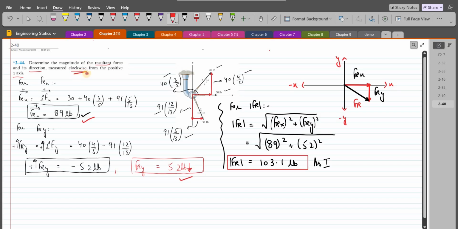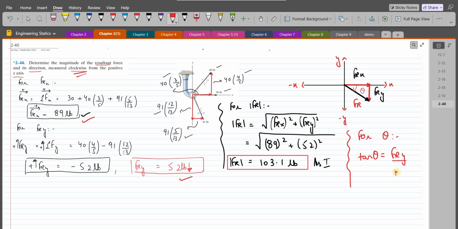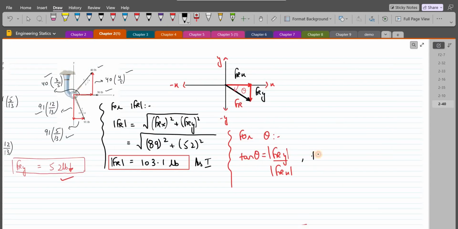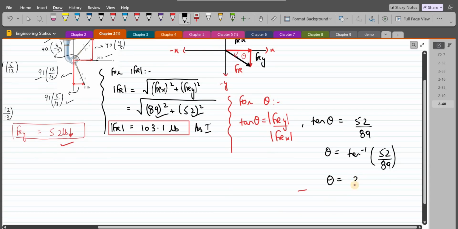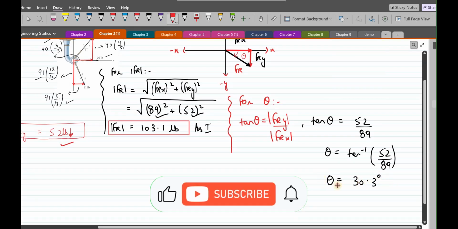Since we have to measure the direction clockwise from the positive x-axis, we basically have to find this angle. Let's call this theta. For theta, we can use the ratio of tan. So tan theta is equal to Fry over Frx, and we just have to use their magnitudes. So tan theta is equal to 52 upon 89. So theta is equal to tan inverse of 52 upon 89. If we take the tan inverse of this value, theta comes out to be 30.3 degrees. So this is our second answer.